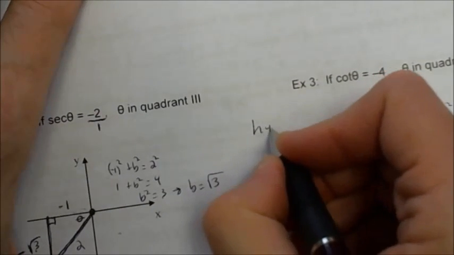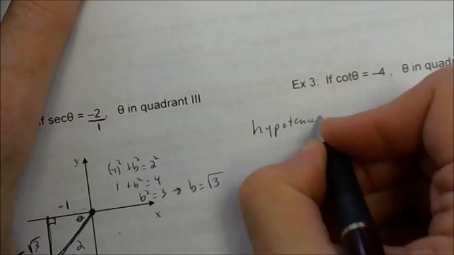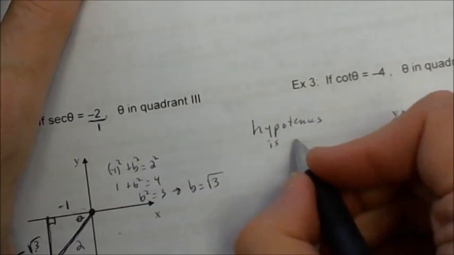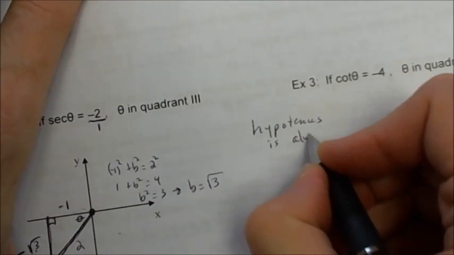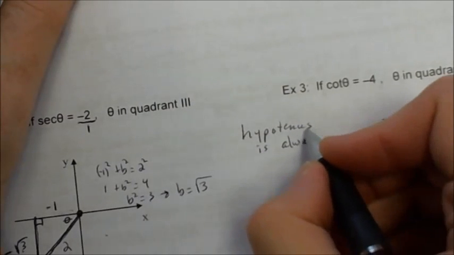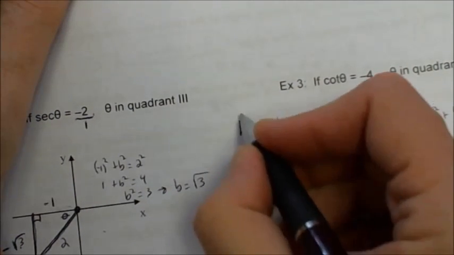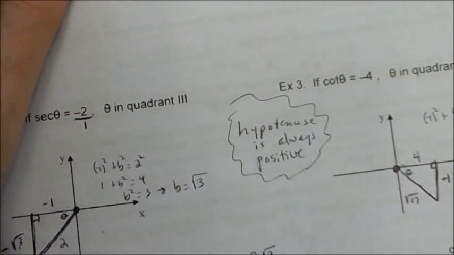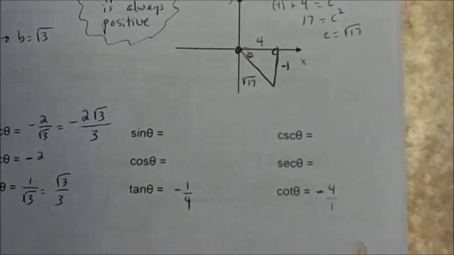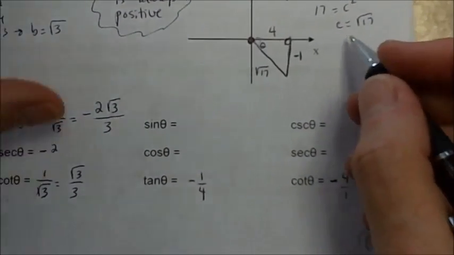Maybe you want to write that down. Hypotenuse is always positive when you're labeling the sides. Okay, so now let's do SOHCAHTOA.